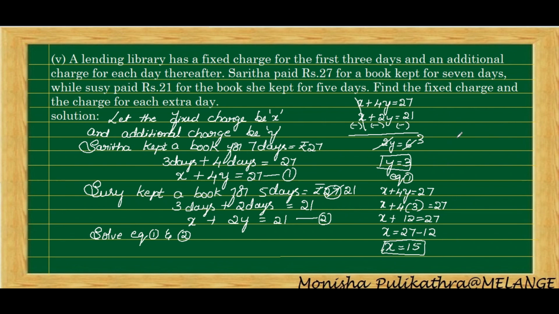So what is the fixed charge? x is the fixed charge. Therefore the fixed charge for 3 days is rupees 15. More than 3 days means there will be an additional charge. The additional charge is y, that is rupees 3. So for each extra day rupees 3 will be the additional charge.